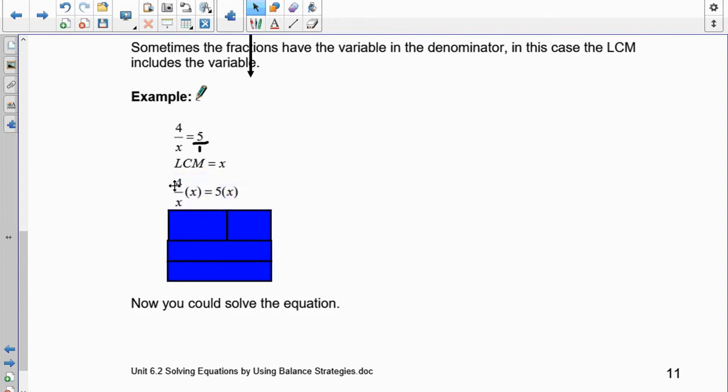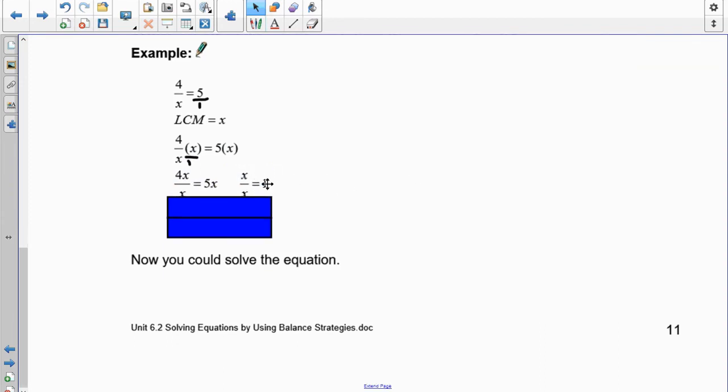I end up with 4 over x times x is equal to 5 times x. Now remember, this is over a 1 here, right? This is x over 1, and to multiply fractions it's top times top and bottom times bottom. So we're talking about 4 times x over x, and 5 times x is simply 5x. Now x over x is equal to 1, so these two x's cancel out and equal 5x. So my equation now becomes 4 is equal to 5x.